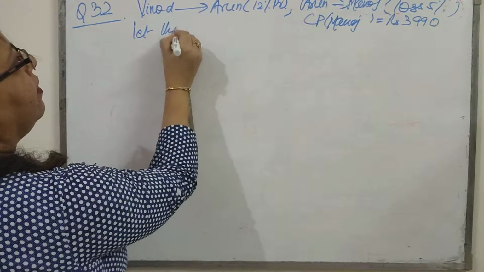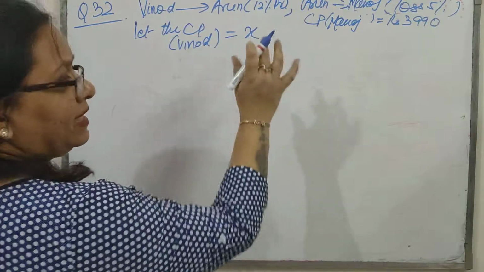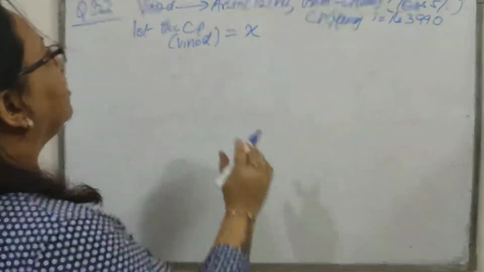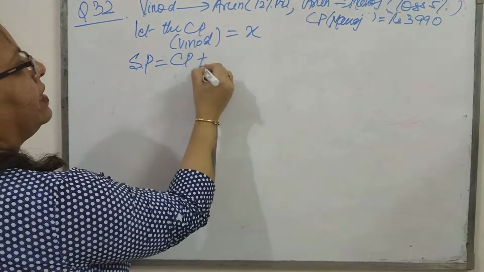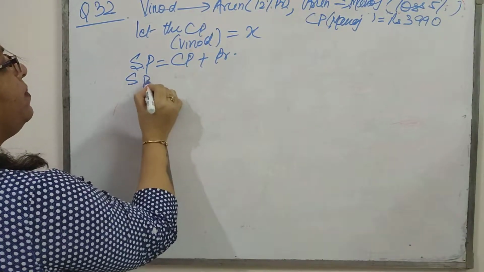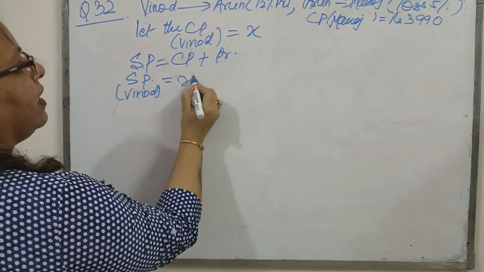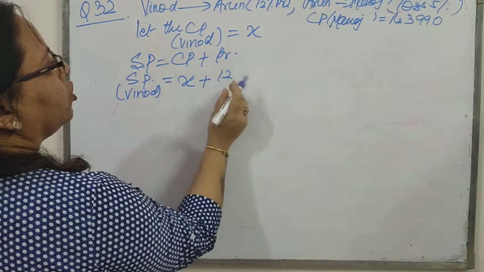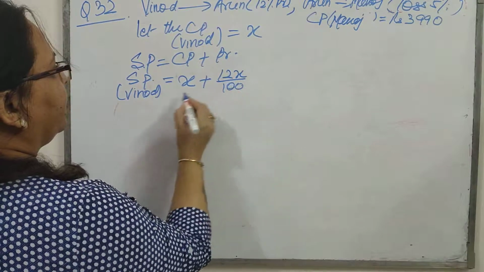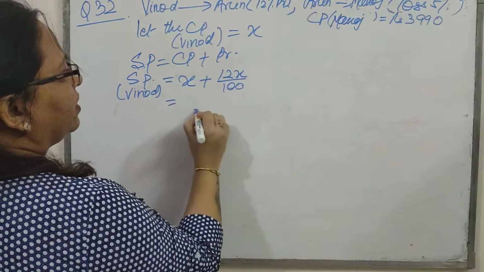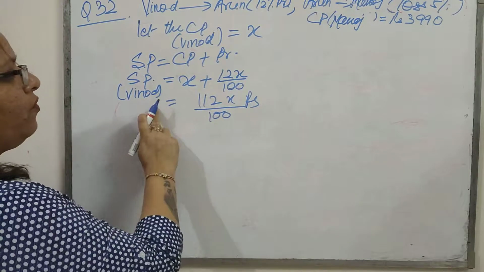Let the CP by Vinod be X rupees. I am taking the basic layman method to make you understand this question. Now he sold it with a profit. So SP is equal to CP plus profit. So SP for Vinod is equal to cost price X plus profit is 12%. 12% of what? 12% of the cost price. That is 12 into X by 100. So the SP is, take the LCM 100. 100 plus 12, 112 X by 100 rupees. This is the SP of Vinod.